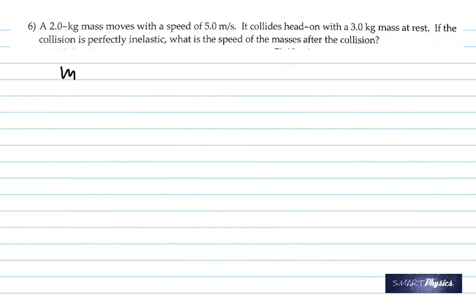In the sixth one, there is a 20 kilogram mass moving at 5 meter per second, collides head-on with a 3 kilogram mass at rest. If the collision is perfectly inelastic, now inelastic means they stick together after the collision. They have the same velocity. Keep that in mind. So v1 prime is equal to v2 prime.